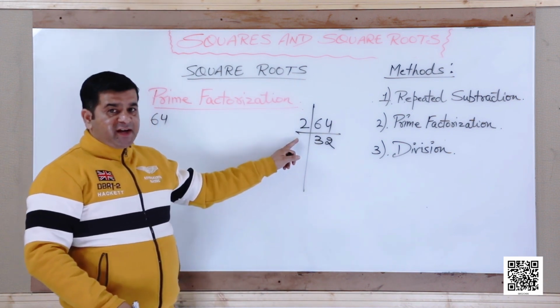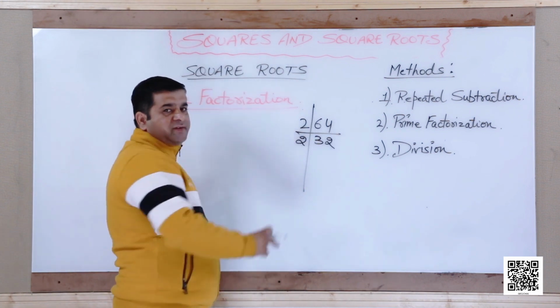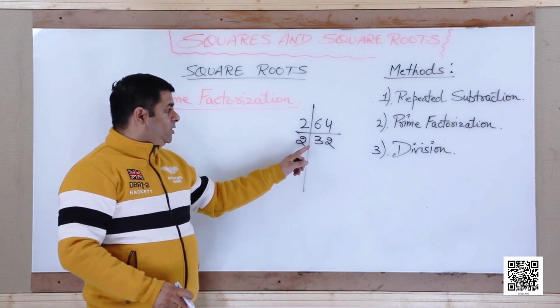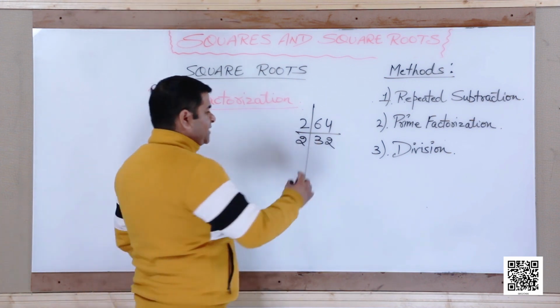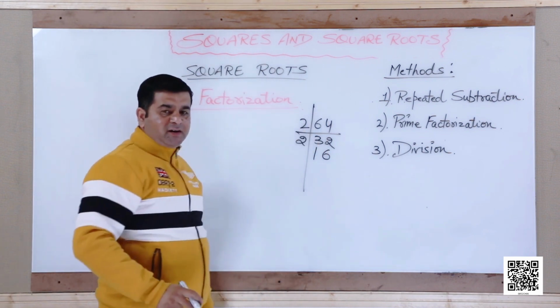Next, again we take the prime number, that is 2. As you know that 32 is an even number, so it will be divisible by 2. So, we divide 32 by 2 and we get 16. 2 times 16 is 32.